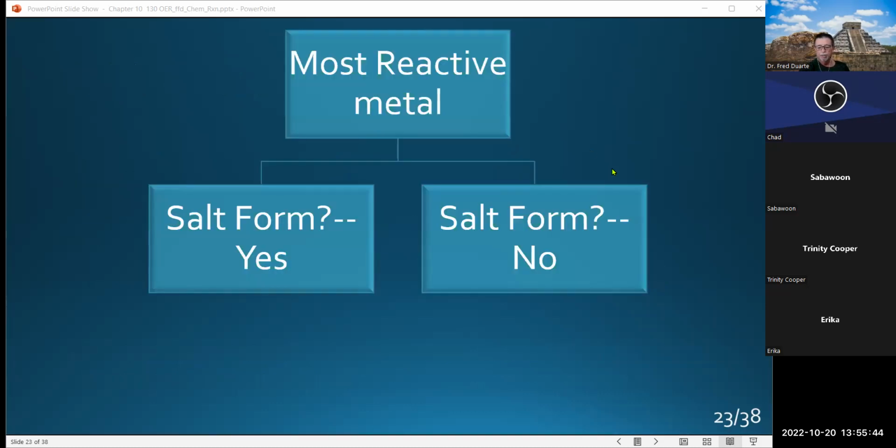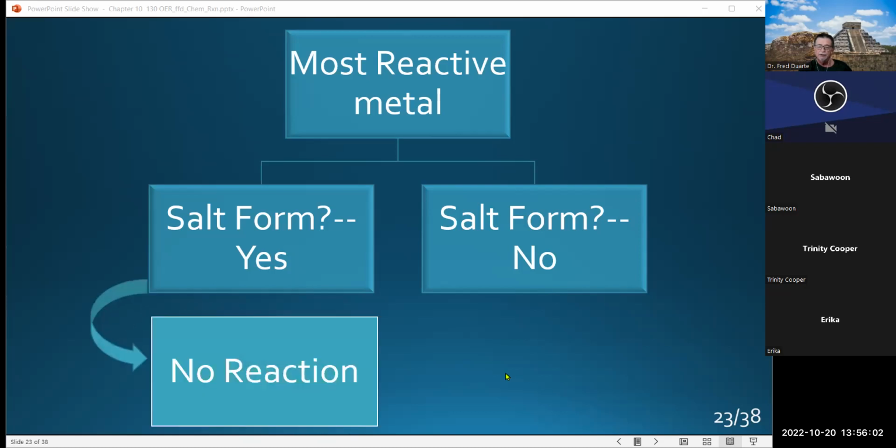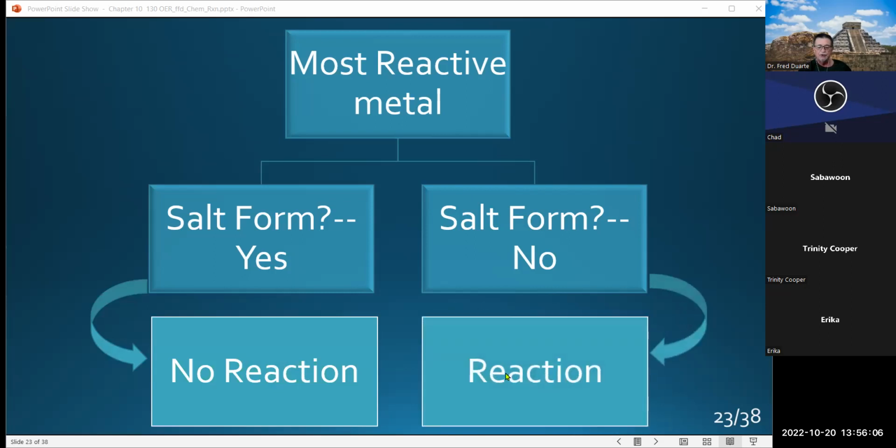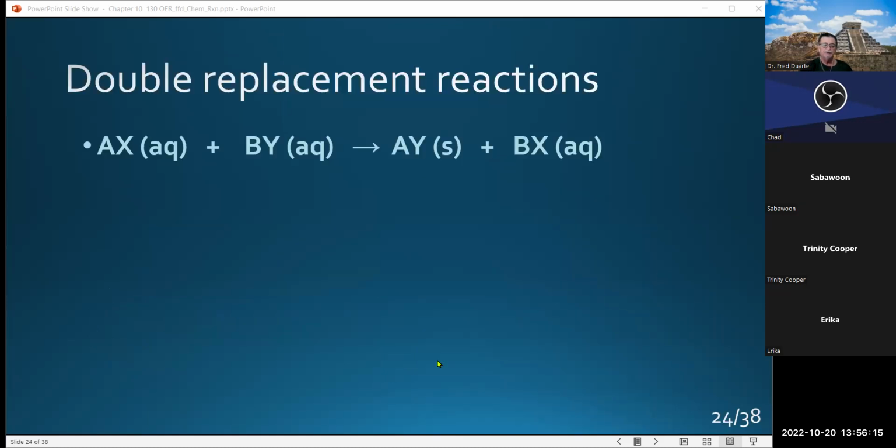All right, so with respect to single replacement reactions, you simply just determine which is the most reactive metal. If the most reactive metal is in solid form, then it's already in the most stable state, you get no reaction. If it's not, then you get a reaction, okay? All right, so any questions?